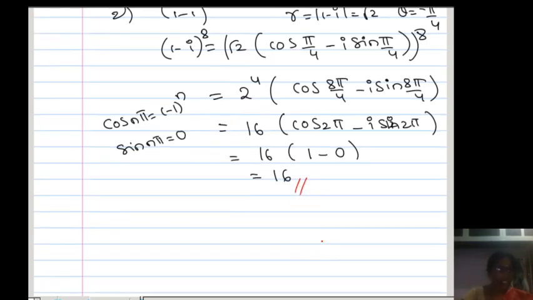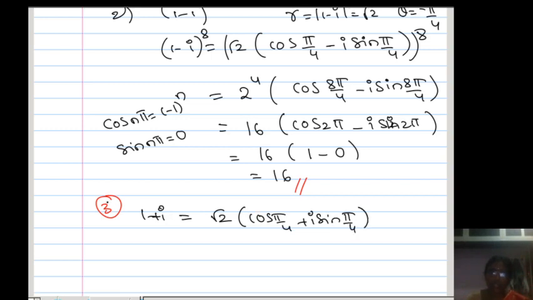Okay, next: 1 plus i whole power 16. Let us speed up. For this, first of all, 1 plus i can be written in polar form. The modulus is root 2, and theta is pi by 4 in the first quadrant, so cos pi by 4 plus i sin pi by 4. That is the polar form. Now I am applying power 16. Root 2 power 16 means 2 power 8. According to De Moivre's theorem, cos 16 pi by 4 plus i sin 16 pi by 4.